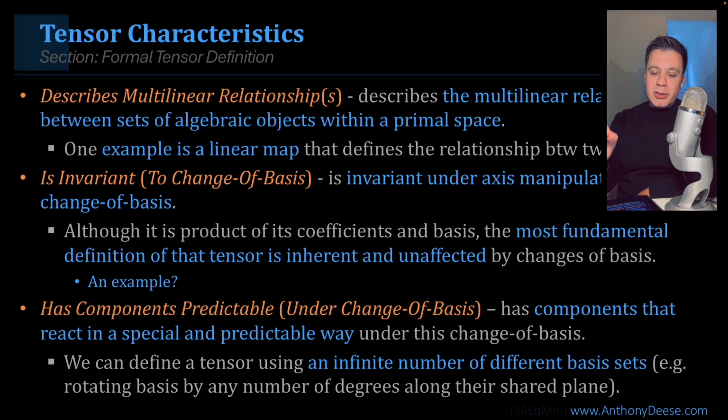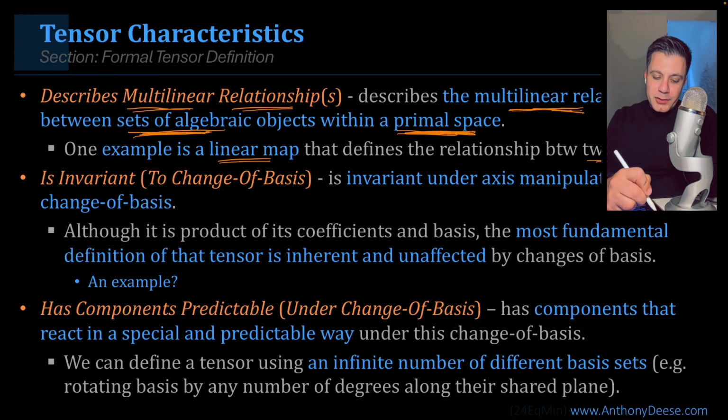So a tensor should describe a multilinear relationship between sets of algebraic objects within a primal space. And we've kind of already explained this. It should be a multilinear relationship because that's generally how we use tensors, to describe some sort of mapping between algebraic objects, because the tensor is a structured set of numbers, and the vectors it maps to and from are structured sets of numbers, and within the primal space, because the primal space is what contains those physical-like values that we're concerned with. One example is a linear map that defines the relationship between two, and I can write here, primal vectors.